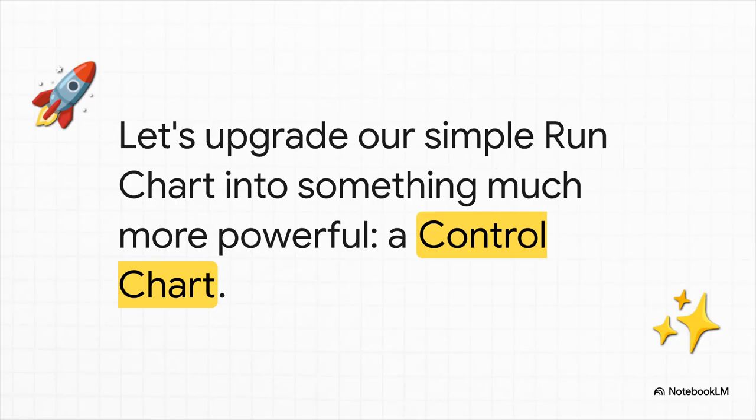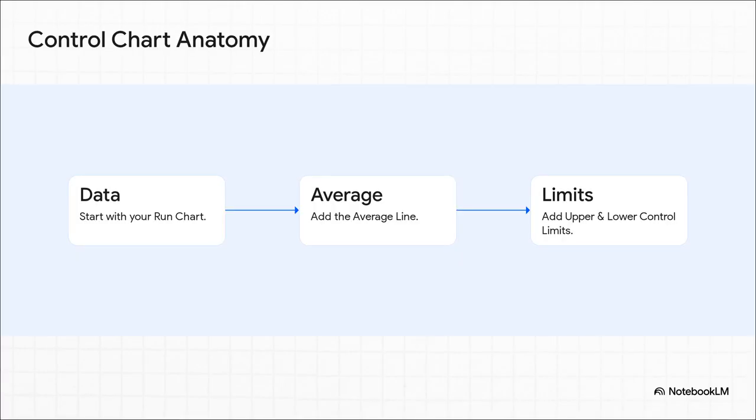So let's recap. We have our run chart that lets us see the data, and we have the statistical rules that let us understand predictability. It's time to put them together. We're going to upgrade that simple run chart into the main event, the control chart. Let's build this thing step by step.